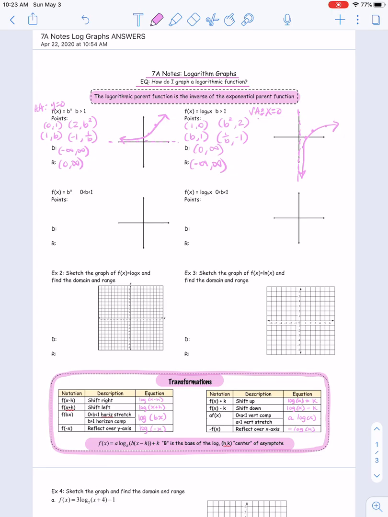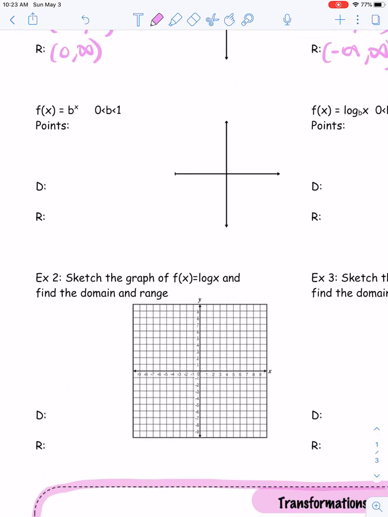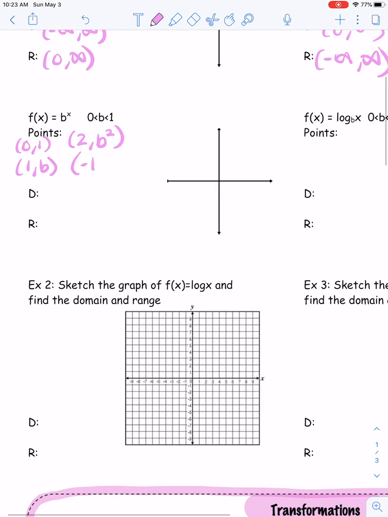However, it could happen. So if we look at the exponential graph, if our base is between 0 and 1, we know that's going to be showing decay. Our points are still (0, 1), (1, b), (2, b squared), and (-1, 1/b). It's just that the base is a number that's between 0 and 1. Let's say it's a third or a half or whatever. So we still have that horizontal asymptote at y equals 0.